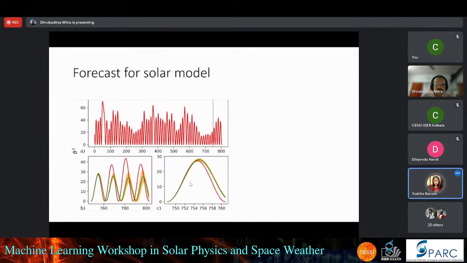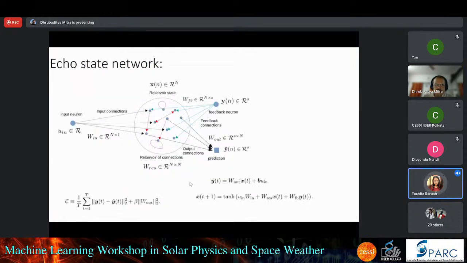If I may interrupt, there's a question from Shomitsruda. He's asking, what should be the input here? Like the feedback neuron is the sunspot cycle. Is it kind of data assimilation?